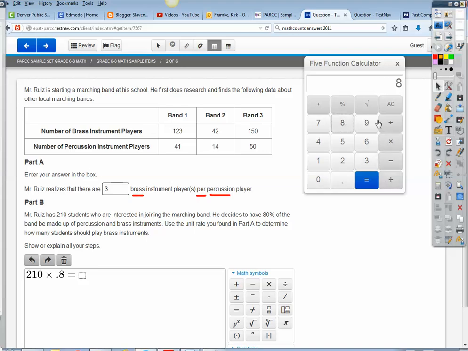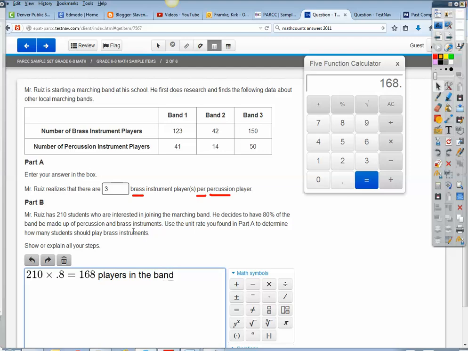Oh, it didn't look like I got the point. Times 0.8, there we go. And so I have 168 players in the band.